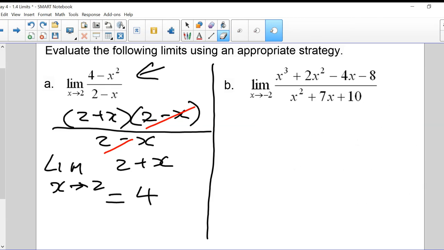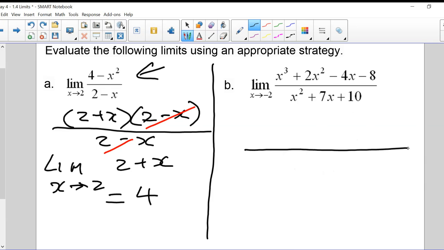Not going to work. But Danny was mentioning factoring. He didn't actually say factor, but he meant factoring. So why don't we try that? So I can factor the denominator easy enough. That's lightweight, grade 10 stuff. So it's x plus 5, x plus 2. I'm pretty sure everybody is okay with that.